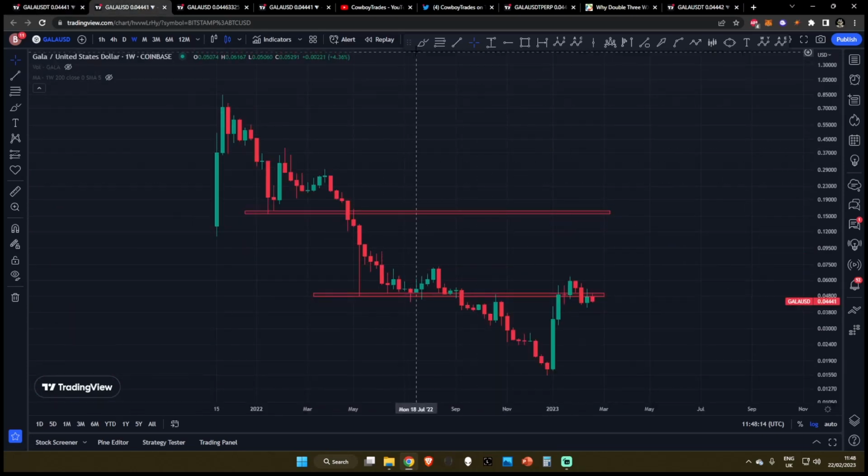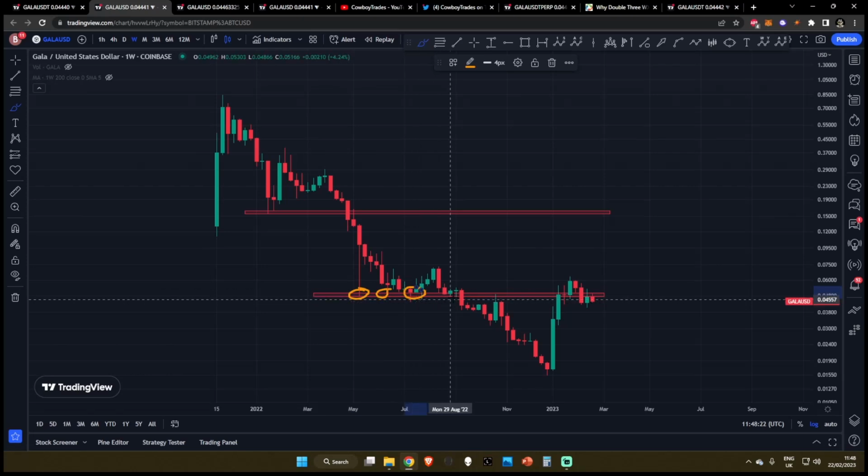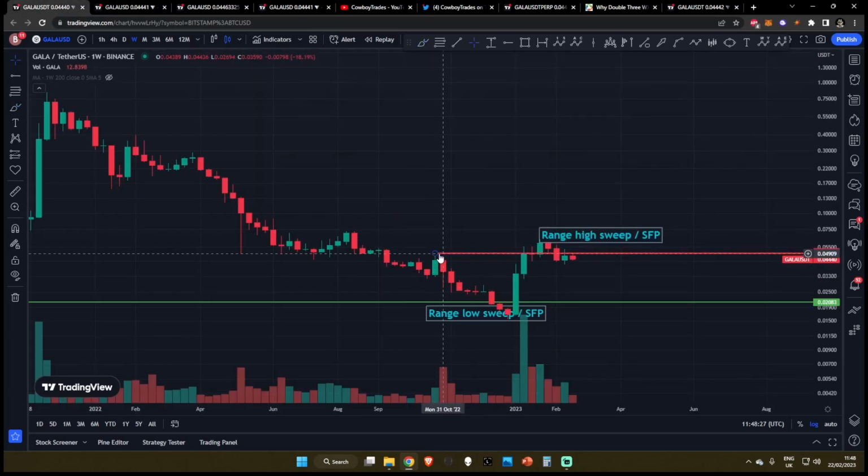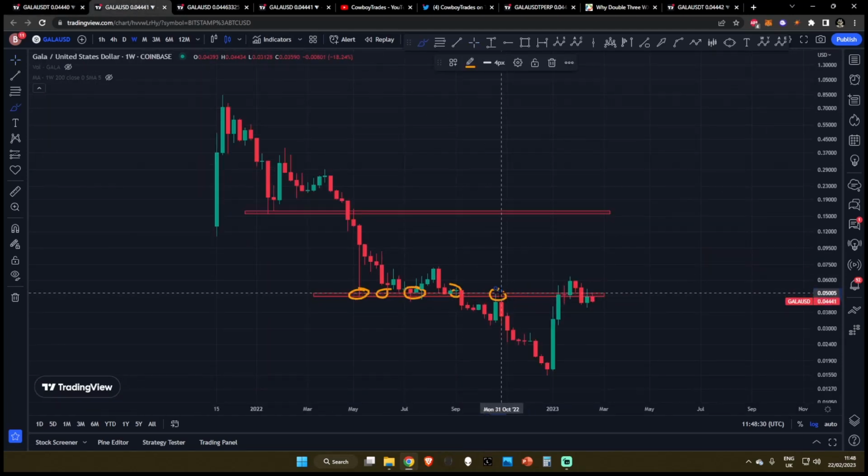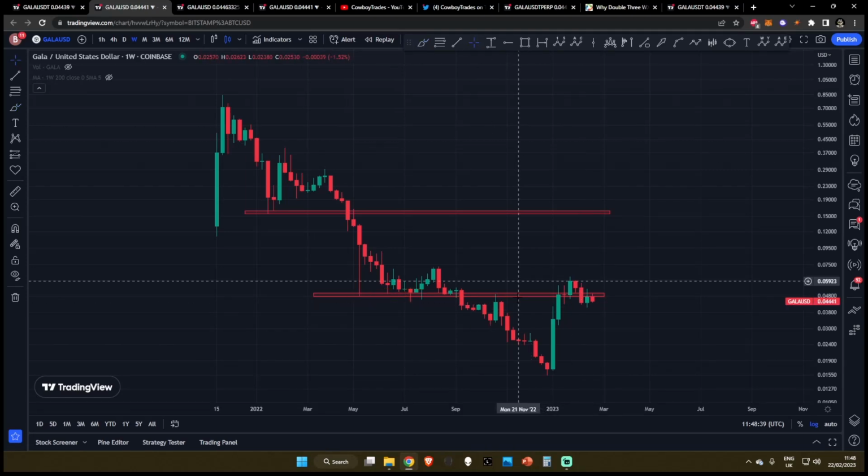Now, while we are talking about getting rejected from range lows, range highs, swing failure patterns, etc., you can also see the range lows right here, here, here, and here. This is what in the previous chart we were looking at with this range high at basically 5 cents. You can see right here on 5 cents, this was the range high that we have been discussing, but you can also see this trend line, you can extrapolate it. So this is a very key level that we've quite recently come up to.